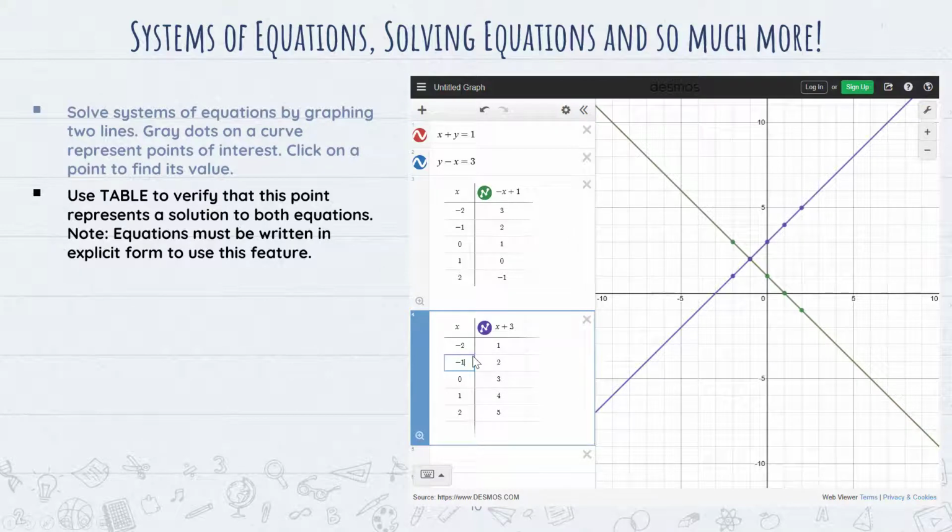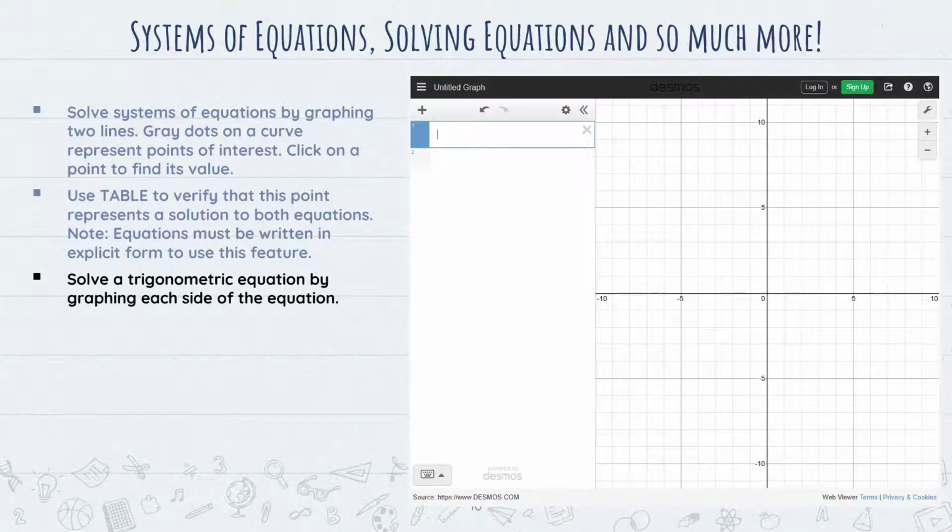By the way, while we're in this table feature, you may have noticed that it's only giving me x values from negative 2 to positive 2. I can always go to any x value on the table and change the value to whatever I want. Maybe I'll even go down below where there's no entries and I'll put in a strange number like 7.3 and it'll give me that decimal value.